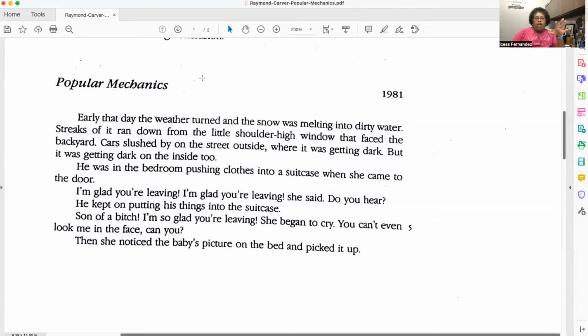We know that it was snowing and the snow melts into dirty water. We know that it ran down a shoulder high window that faced the backyard. So it doesn't face the front, it faces the back, so fewer people see. We know that cars were slushing outside and it was dark outside as it was dark inside too. So we see this. So this is imagery here, a little imagery of what's going on outside.